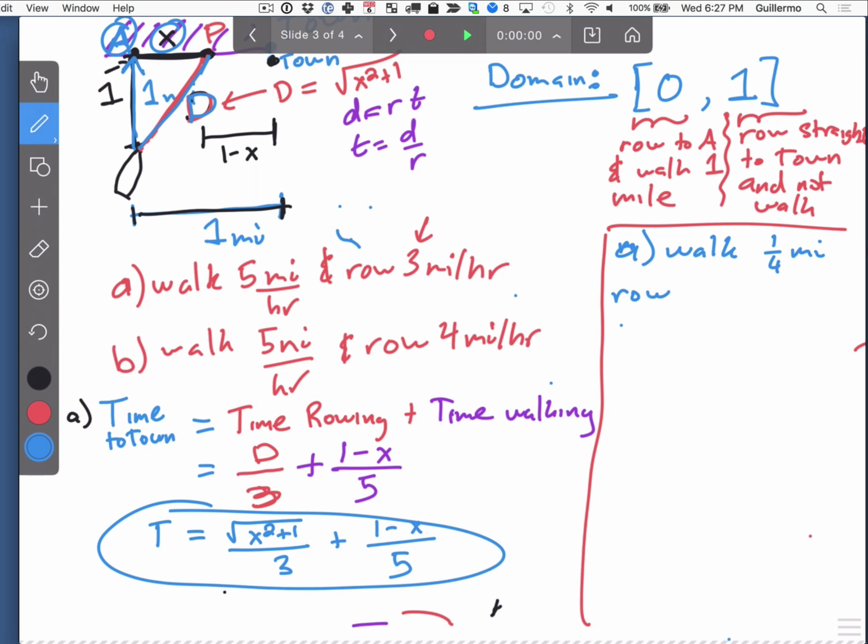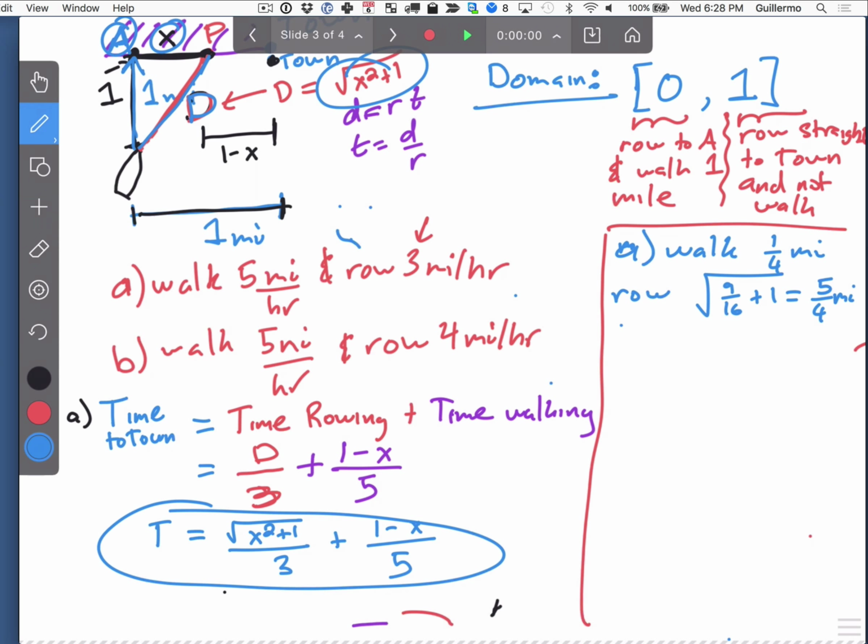What is that? The square root of 9/16 plus 1, right? Because this is big D, right? So that would be 5/4 of a mile that we row. Does that make sense? Okay. So notice that one was at the critical point, right?